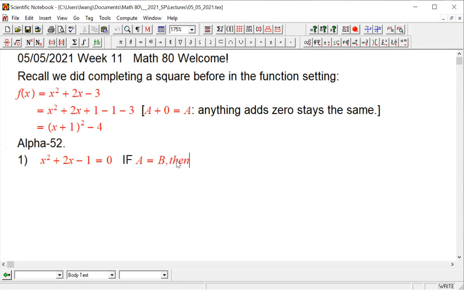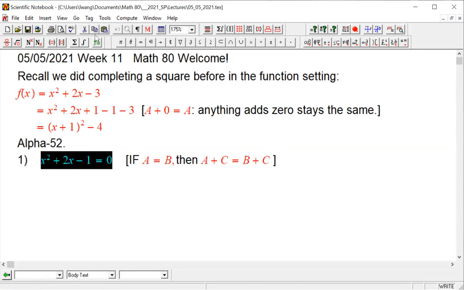Then A plus C is equal to B plus C. No restriction about C. So in this method, the principle that we apply is different, even though the numbers we're adding are similar. So what we do here is that we're going to add.